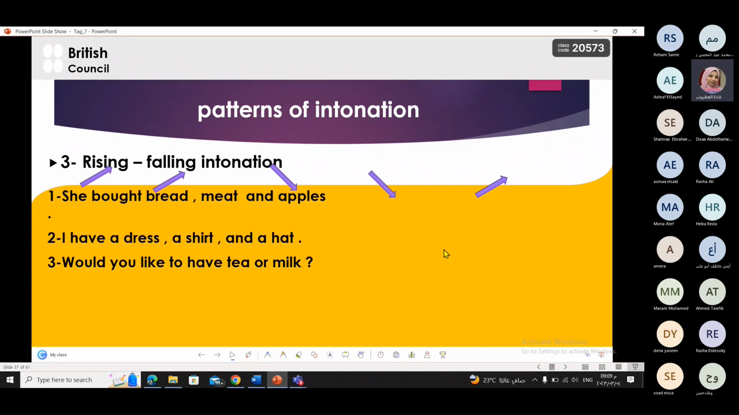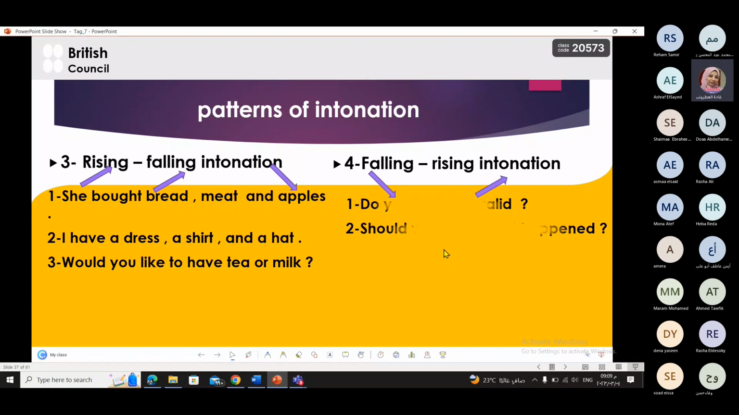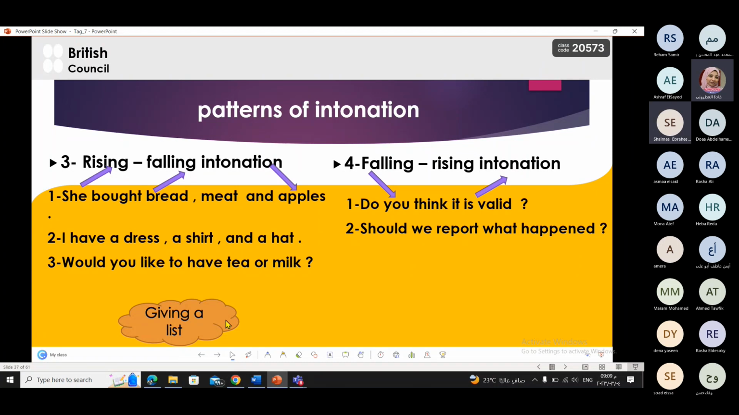Okay. Here is another pattern: rising and falling. When we have a list like this, our intonation goes up, up, up, and then down. Who can read this sentence, please? She bought bread, meat, and apples. Yes, she bought bread, meat, and apples. Yes, perfect.